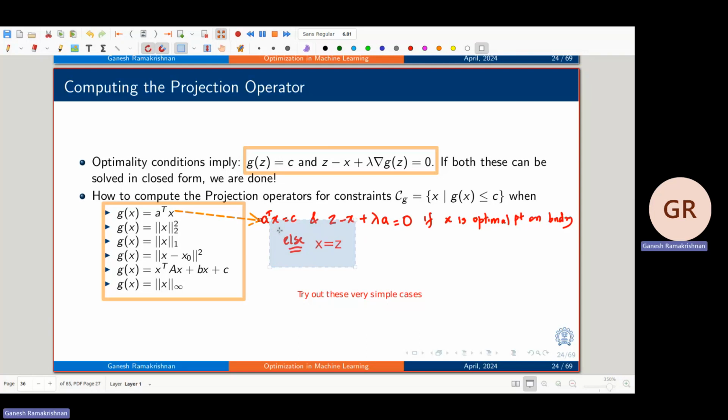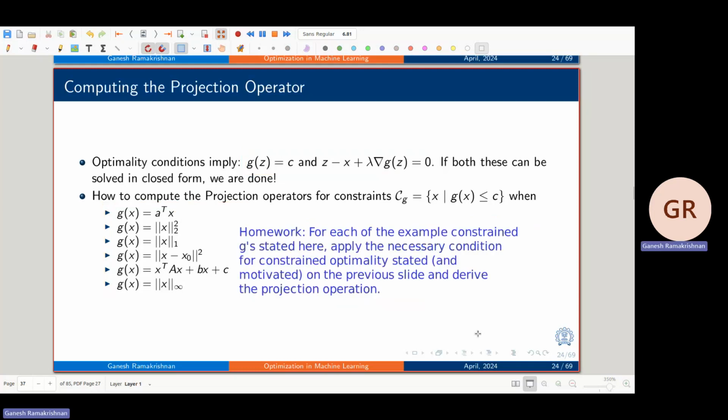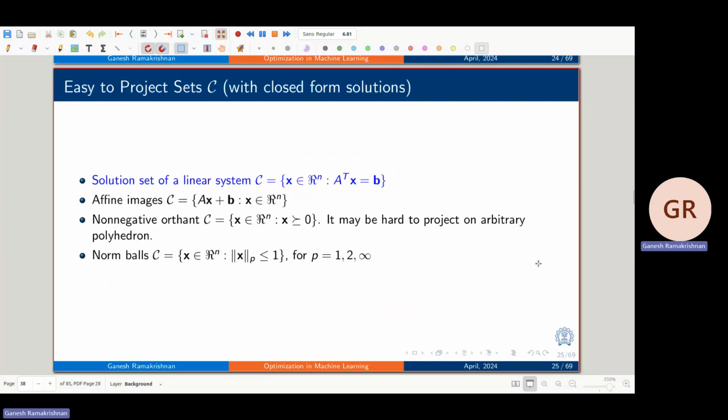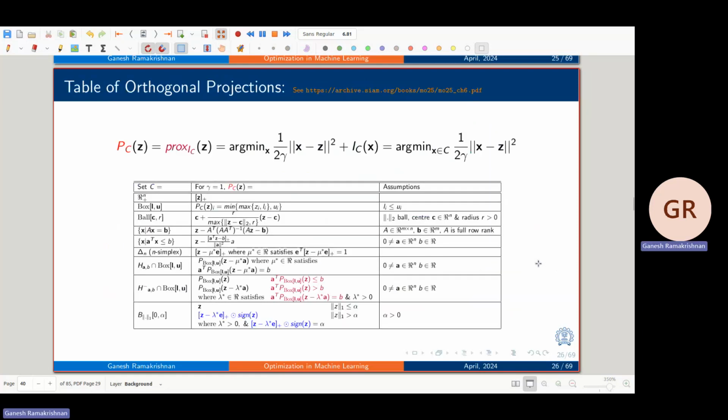So you try out these very simple cases. For each of the example constraints, apply the necessary condition for constrained optimality and try to derive the projection operation. Just to give you an idea, these are several important projection operations you can see. Intuitively, you'll find them very easy to understand. Projection is literally just projecting. How you derive these is the question.